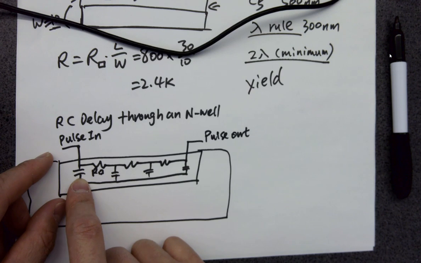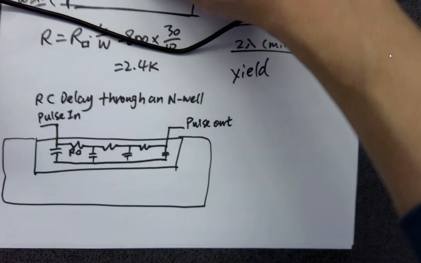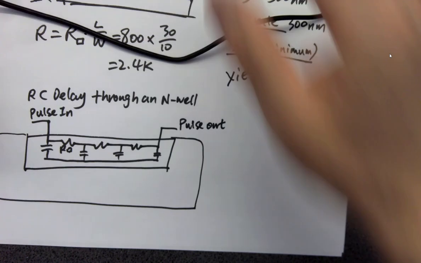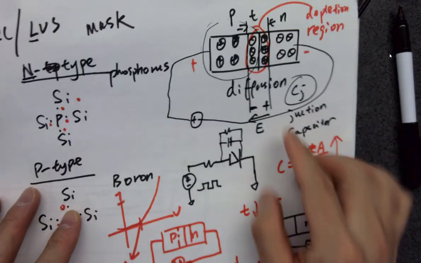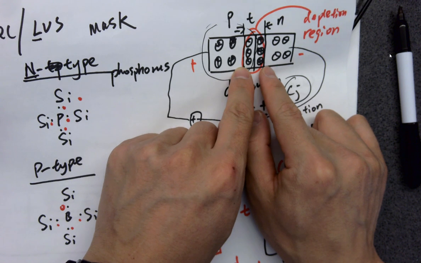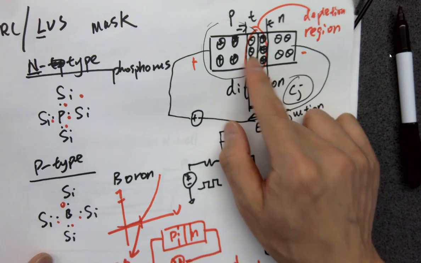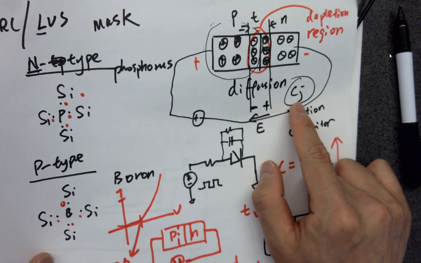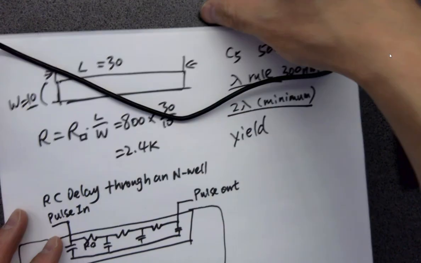So what is the capacitance over here? It's the junction capacitance we just talked about, right? This is the PN junction. There's a certain layer here, and between these two boundaries it forms a junction capacitance. So the PN junction is going to form a capacitor, which is called junction capacitance.